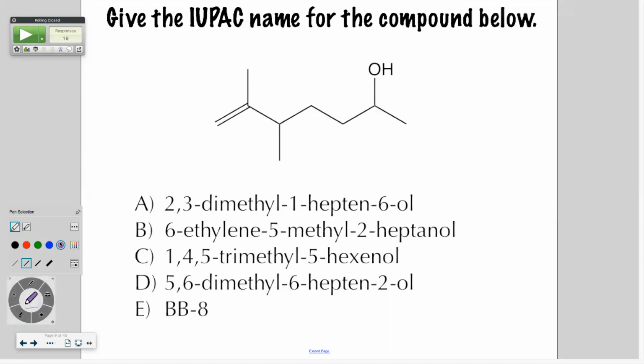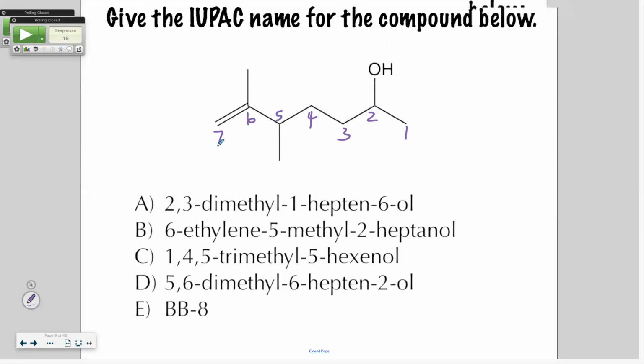So we're going to go 1, 2, 3, 4, 5, 6, 7. Okay, so it's going to be 5,6-dimethyl-6-hepten-2-ol. Okay, that would be D. Okie dokie. All right, are we good?